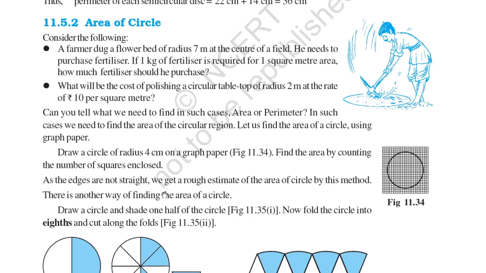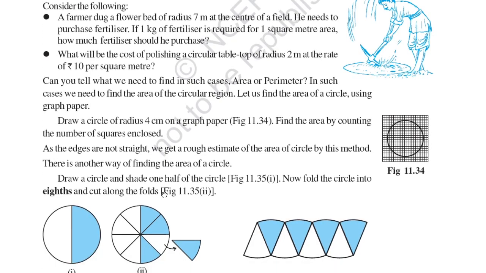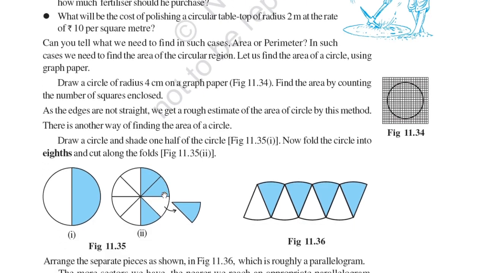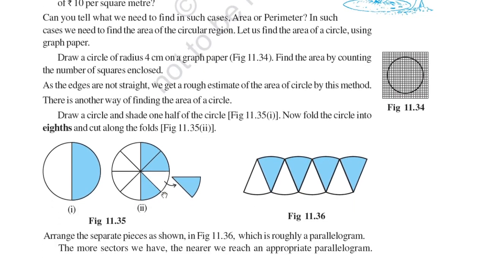What will be the cost of polishing a circular tabletop of radius 2 meter at the rate of 10 rupees per square meter? Can you tell what we need to find in such a case, area or perimeter? In such a case, we need to find the area of the circular region. Let us find the area of circle using graph paper.